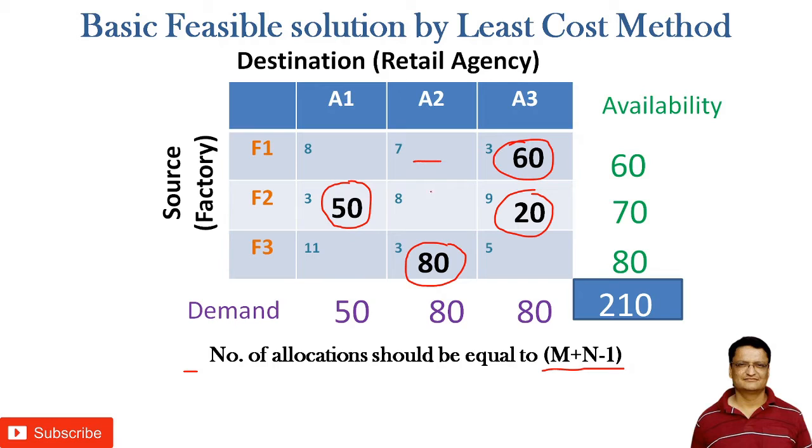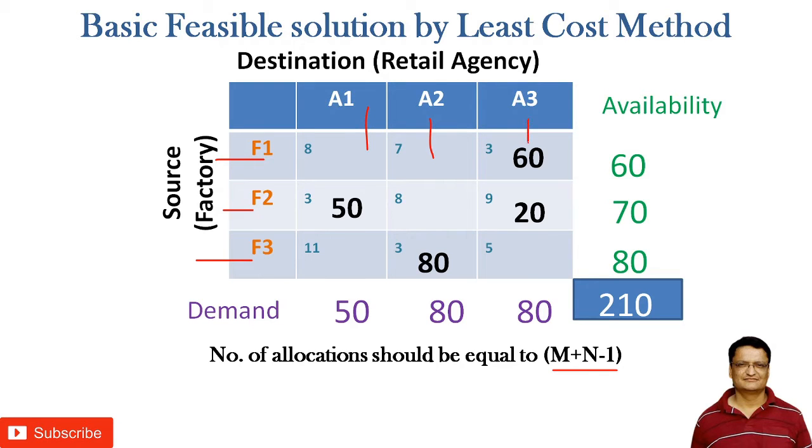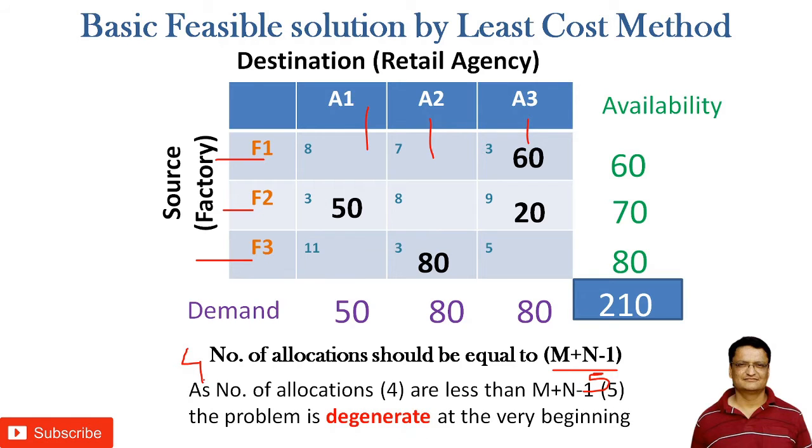And here all values are 0. So there are 4 occupied cells, so we can say that the number of allocations is 4. And what is the value of m plus n minus 1? So m represents the number of rows and n represents the number of columns. So there are 3 rows and 3 columns, so this figure gives me a 5, right? And the number of allocations is 4. So the number of allocations is less than the m plus n minus 1 value.